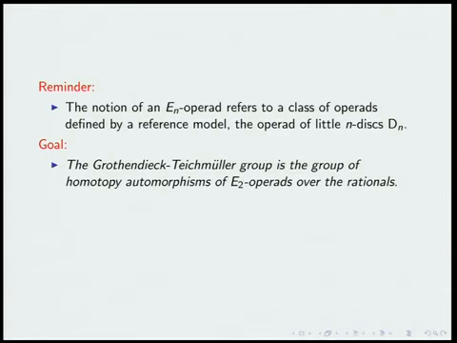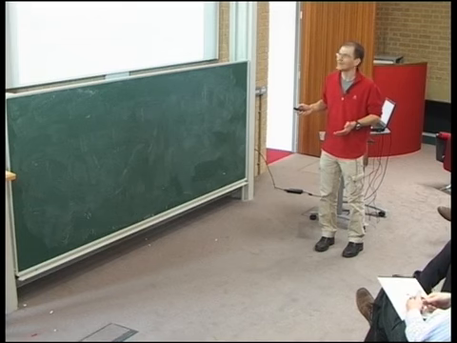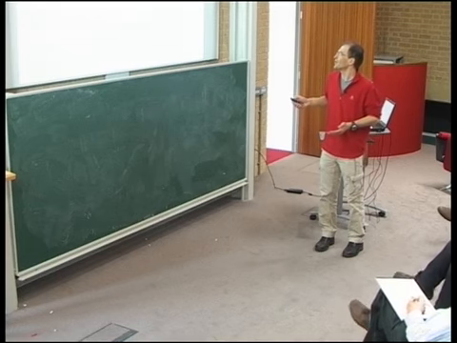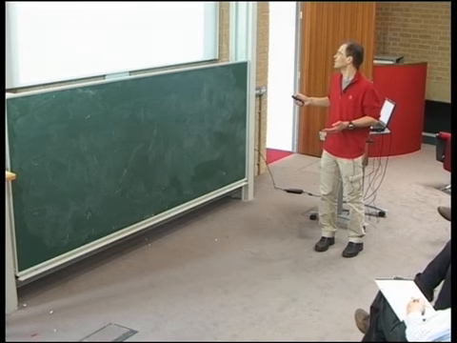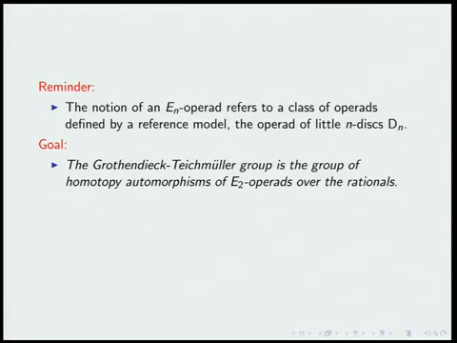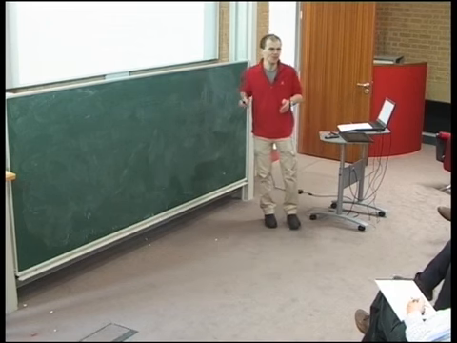We have several things to explain. So probably I will give another definition of the Grothendieck-Teichmüller group, which is equivalent to the previous definitions. And I will have to explain what is a homotopy automorphism of operads. So E2 operads, now it's okay, but I will re-explain what E2 operads are. I'll give some kind of characterization of E2 operads, and explain the meaning of this expression over the rationals. So this means that I have to take some kind of rational completion.